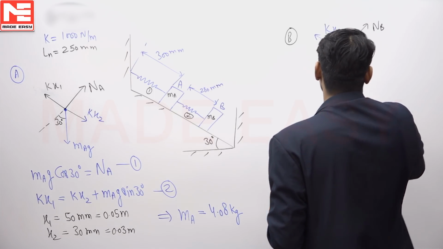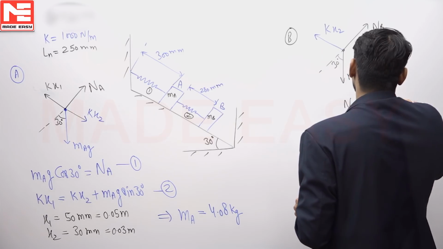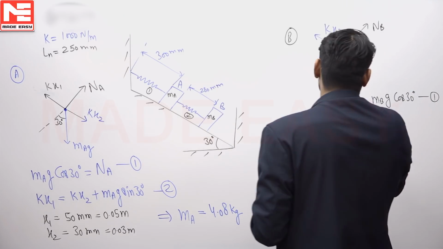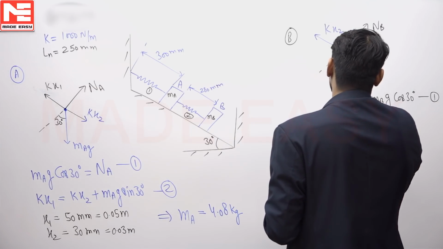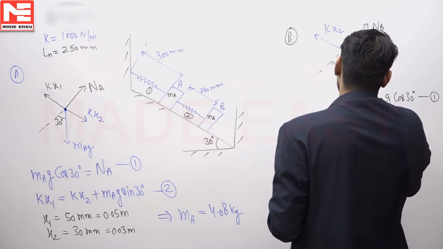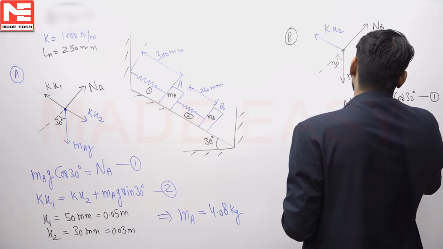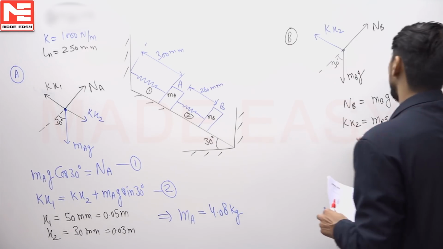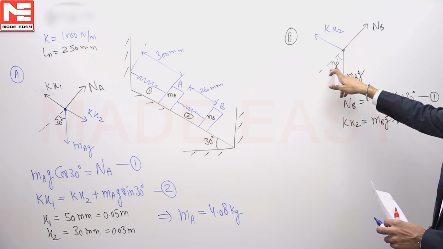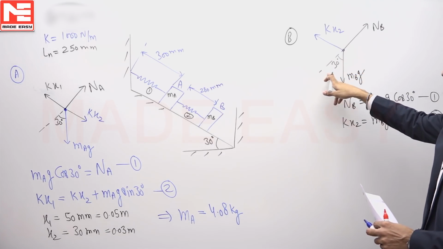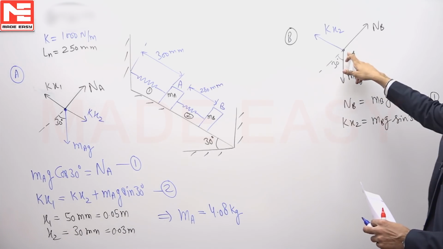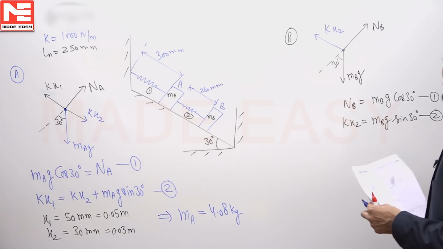Now NB is going to be mg cos 30, first equation again for this particular B, and now Kx2 will be equal to mBg sin 30, that is second equation. mBg will have two components, one perpendicular to the incline, and one parallel to the incline, parallel downwards, so down the incline. So Kx2 will be equal to mBg sin 30.